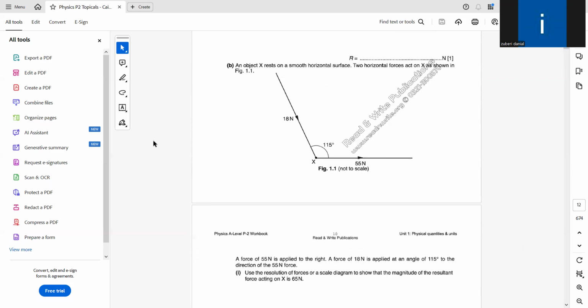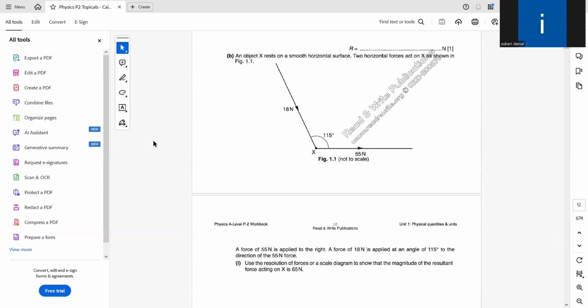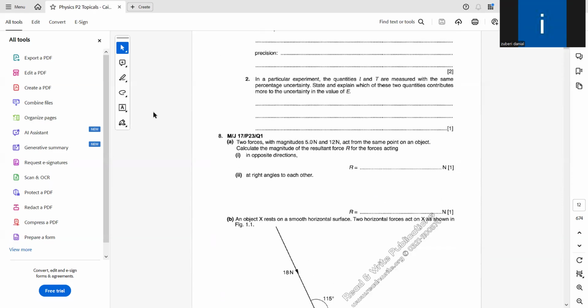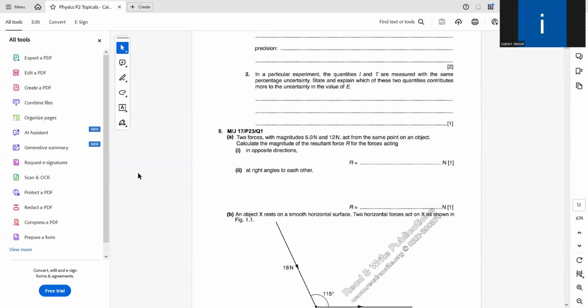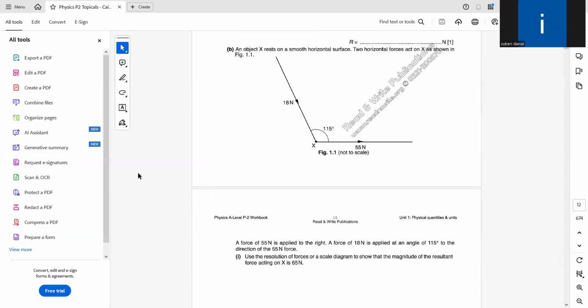Let's try this question. Sir, which past paper question is this? I think that's the syllabus reference, 2017. Can you scroll down? So that's the question here.